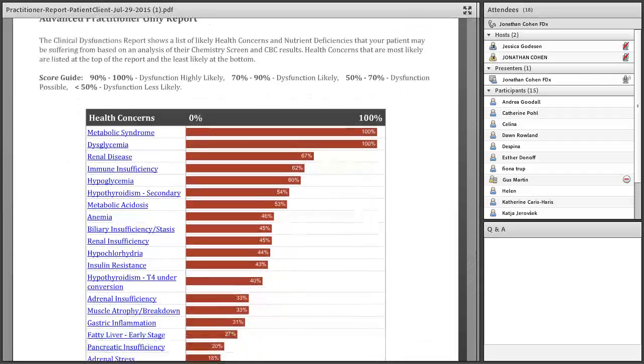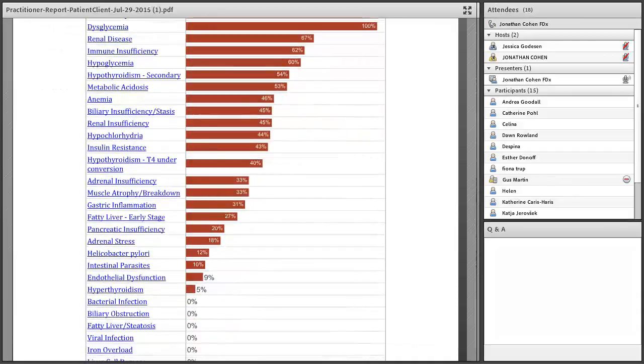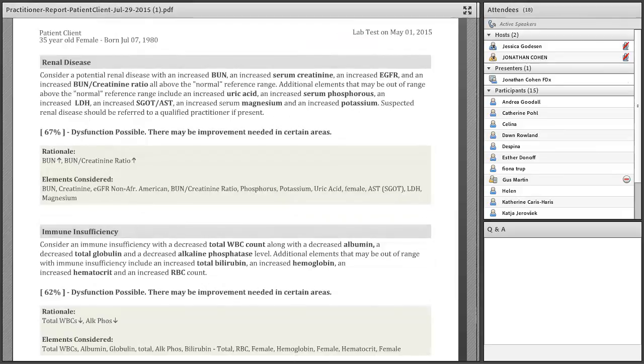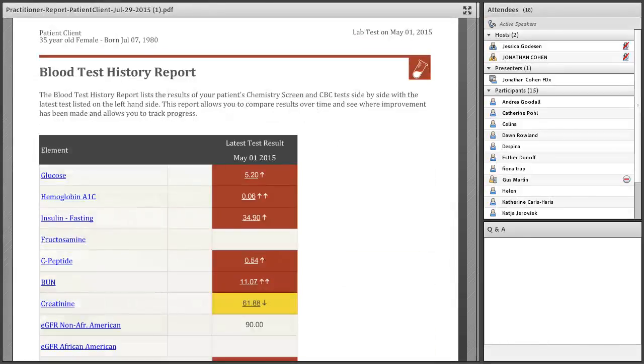Clinical dysfunction. So what's going on? Well, we think there's metabolic syndrome occurring. What does this person weigh? What is their waist to hip ratio? What is their BMI? Is there dysglycemia? What are all the issues? And again, explaining each and every one of these.